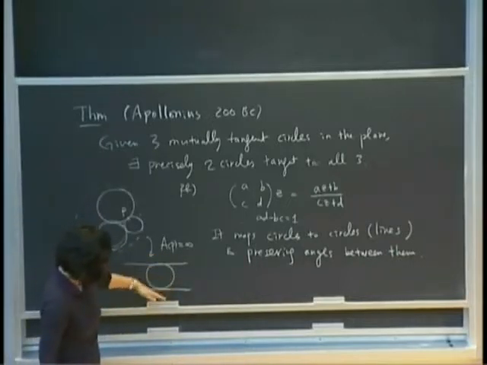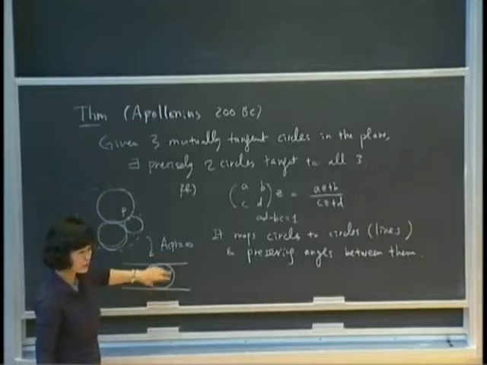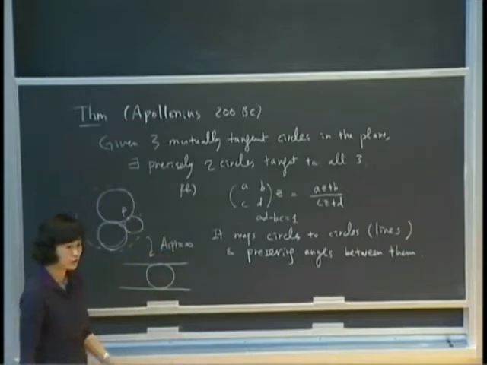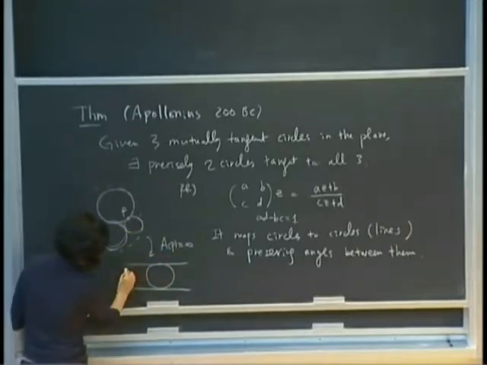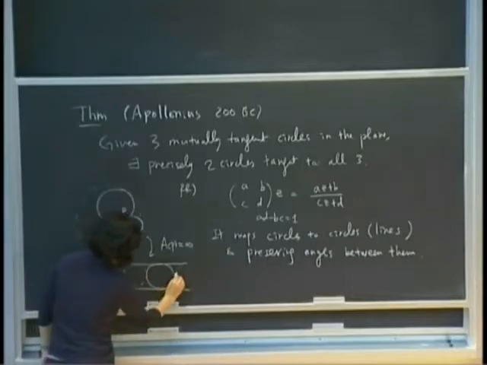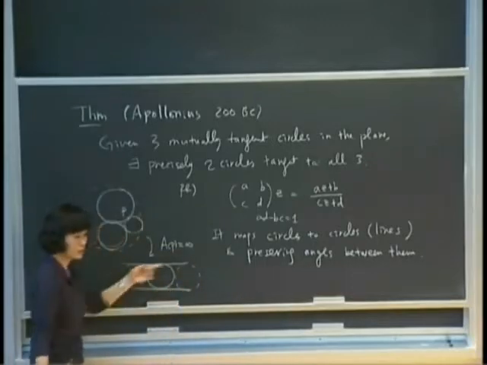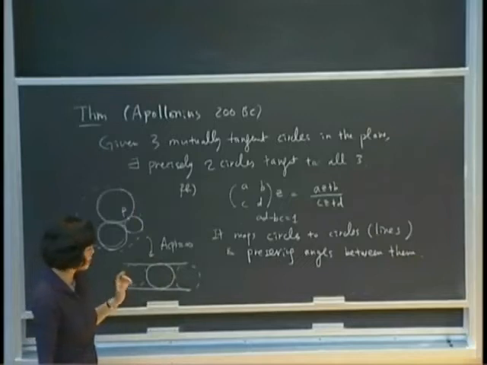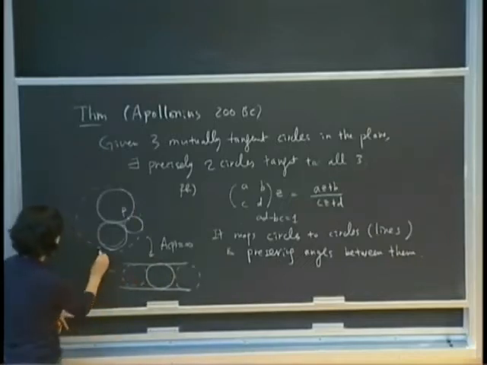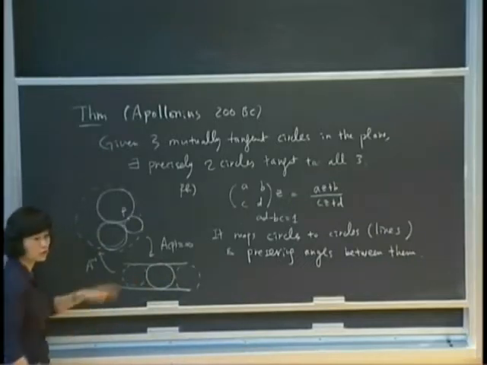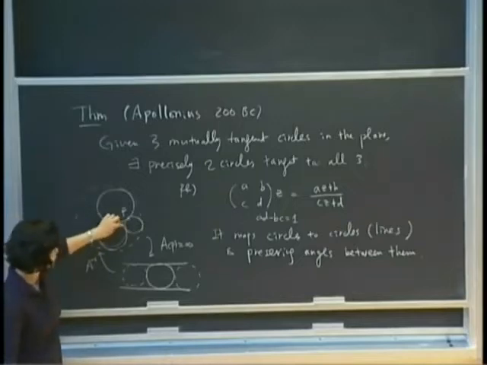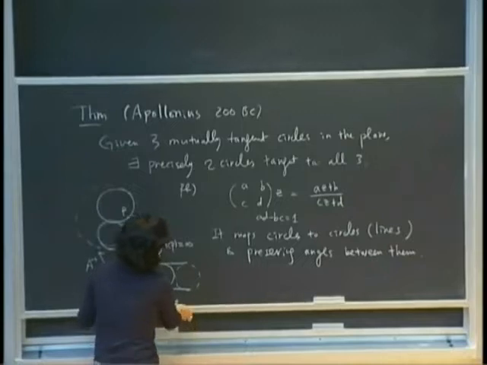Now in this configuration of 3 mutually tangent circles, it's clear that the Apollonius theorem holds. We can draw these 2 circles here, and these are precisely the 2 circles the Apollonius theorem claims. Then we go back to the original configuration using A inverse, and we prove that these 2 circles exist. So this is the theorem of Apollonius.